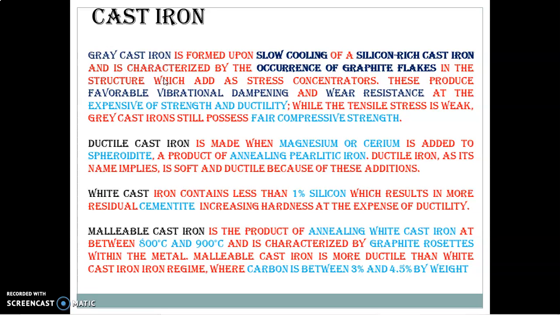And carbon is present between 3% to 4% by weight. Already in case of cast iron, the carbon percentage is between 3% to 4.5%, which is the same in malleable cast iron also.